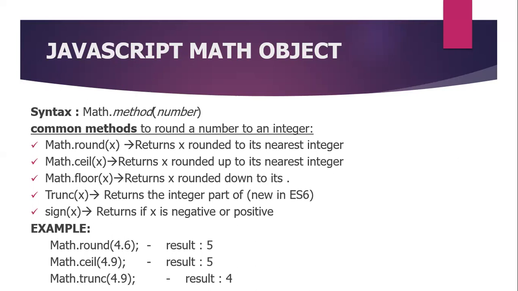So Math.round(4.6) will return the rounded value 5. Using the ceil function, Math.ceil(4.9) returns the nearest highest value, so it returns 5. Math.trunc(4.9) will truncate the decimal part, which will return only 4.